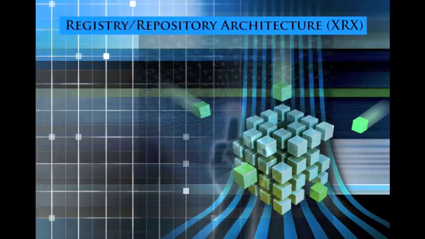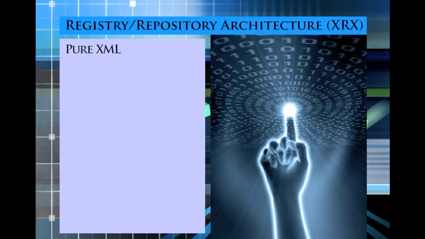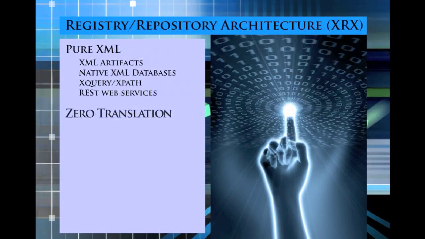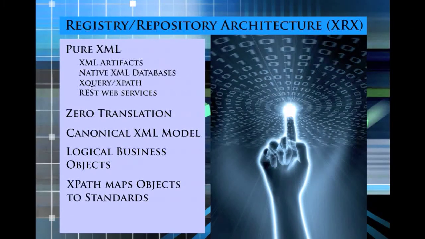ExchangeBuilder was deployed on a pure XML architecture called XRX. Native XML databases provide access to components of the canonical data model within the metadata registry and user-controlled project repository. All elements and components are composed from canonical XML registry objects, which makes these tools highly efficient and reusable.